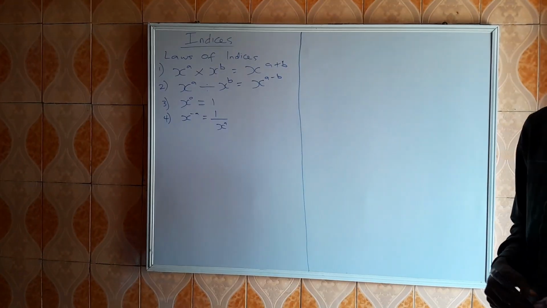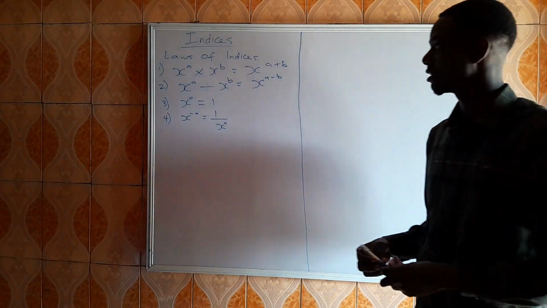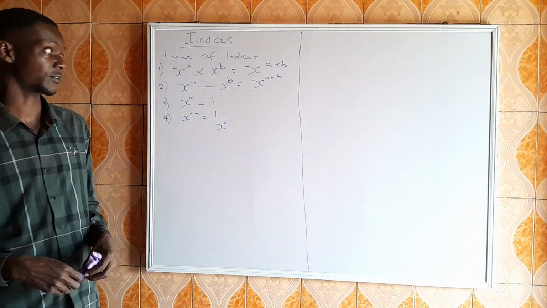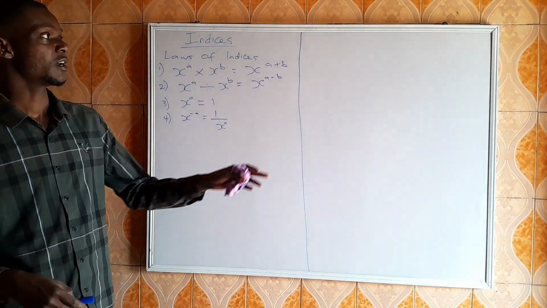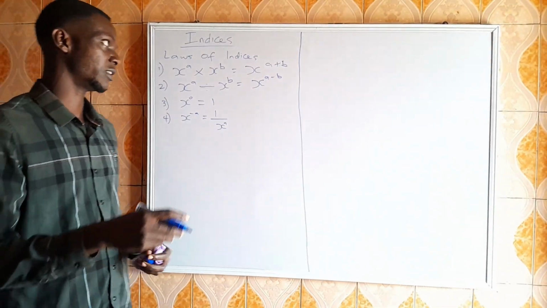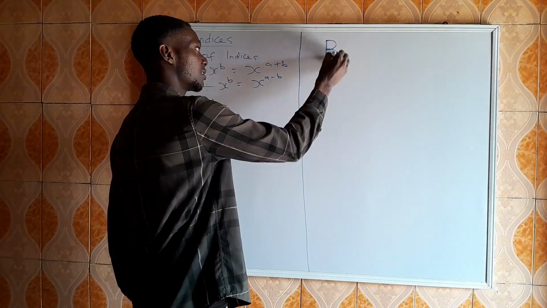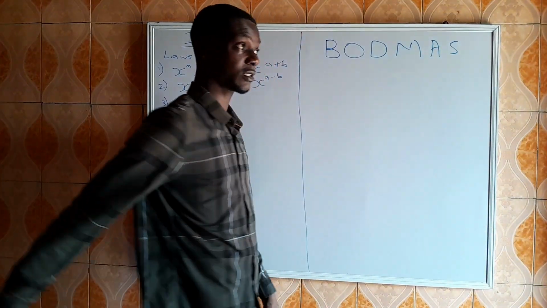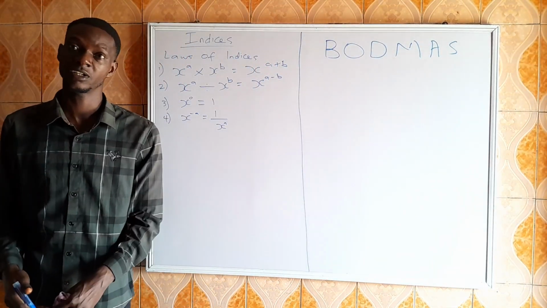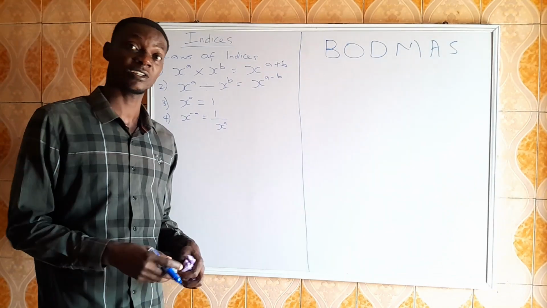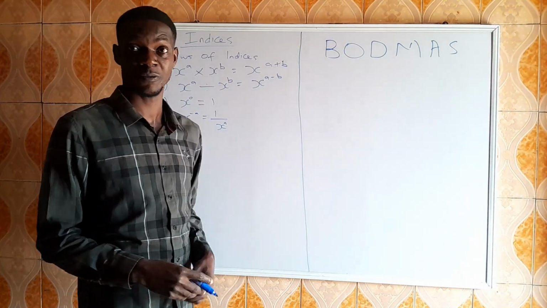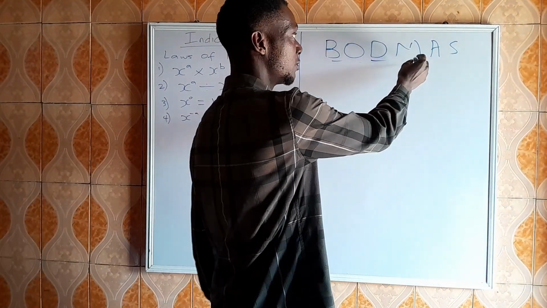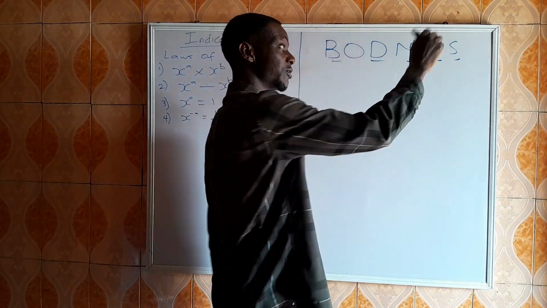For this class, we'll be starting with indices. Indices are the foundation of mathematics for senior secondary school. And before then, I don't want us to forget this rule of mathematics, which is BODMAS. It is very, very important. A lot of students fail their JAMB, WAEC, and other external examinations because of this rule. And the rule states: brackets, division, multiplication, addition, and subtraction.